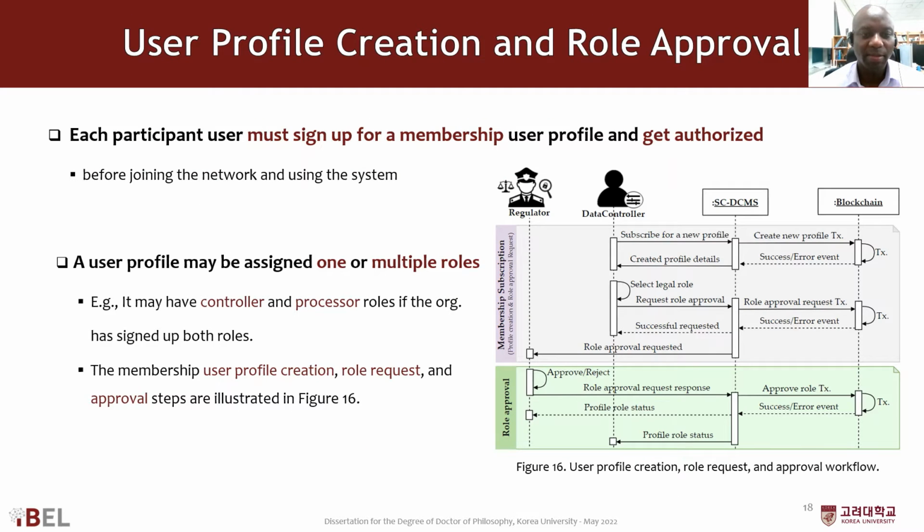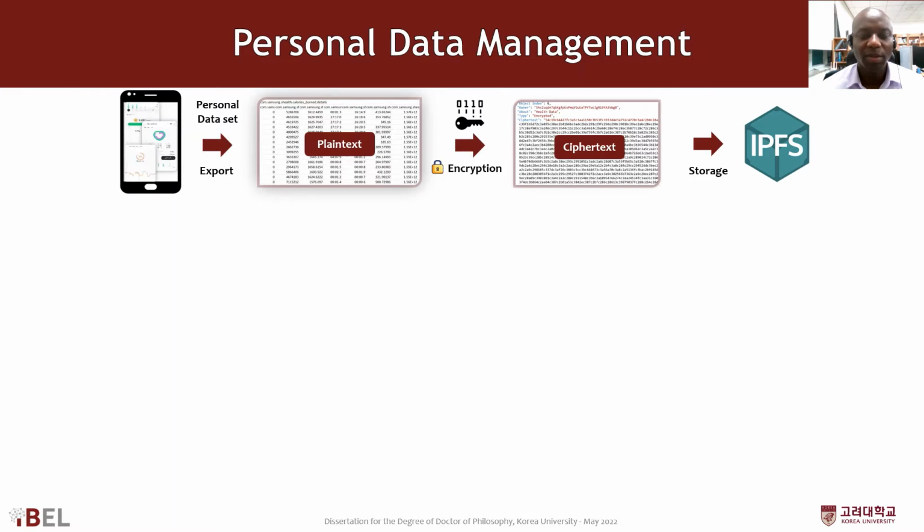A participant user must sign up for a membership user profile and get authorized before joining the network and using the system. A user profile may be assigned one or multiple roles. The membership user profile creation, role requests, and approval procedure is illustrated in figure 16. Data is assumed to be encrypted before being stored on IPFS and published on the blockchain.